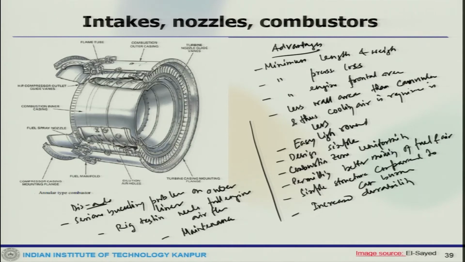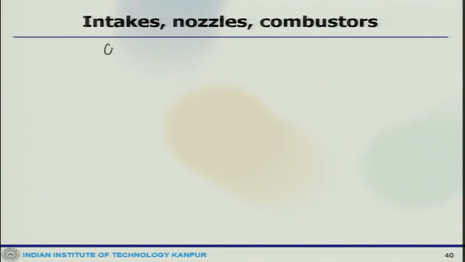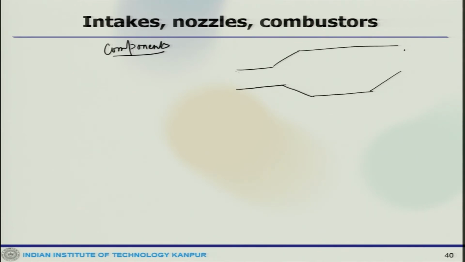Now one can see there are components of the combustion chamber, there are different components. So you can have like casing or the case. So just in schematic, if I draw, let us say this goes like this, okay.